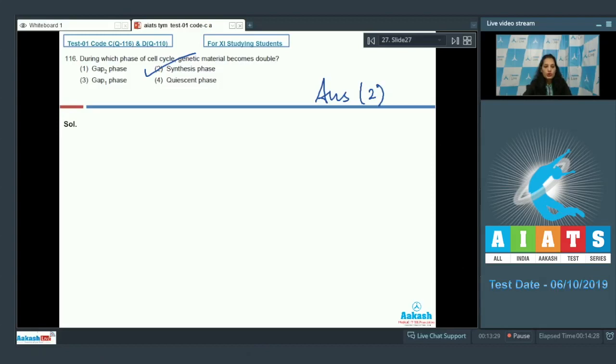What happens in G2, G1? We just discussed in the previous question. What is quiescent phase? Quiescent phase is the G0 phase where cells do not divide. When they don't have to divide, they enter the quiescent phase. Let's move to the next question.